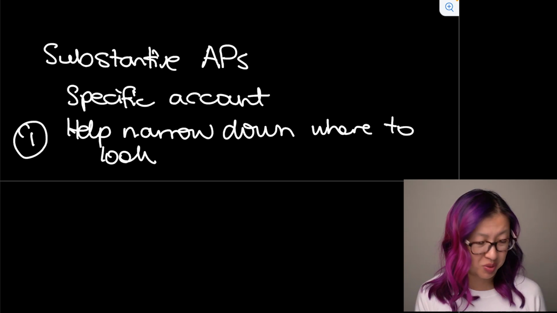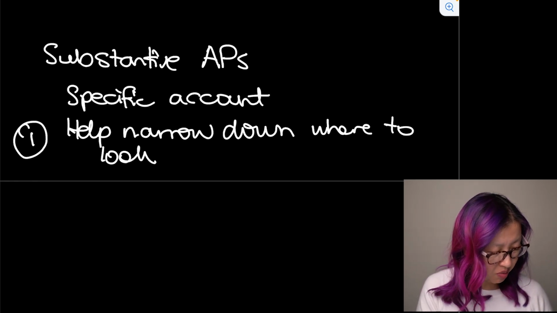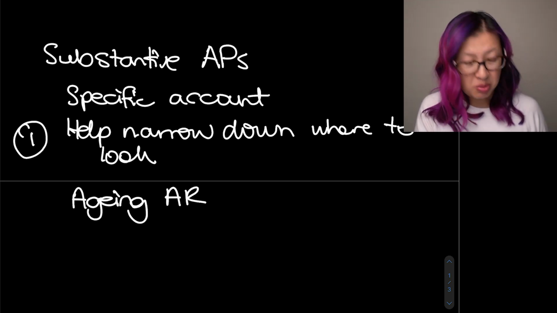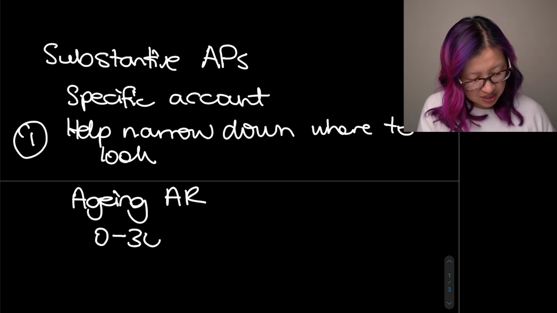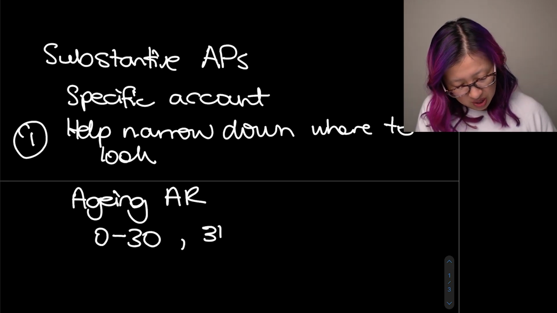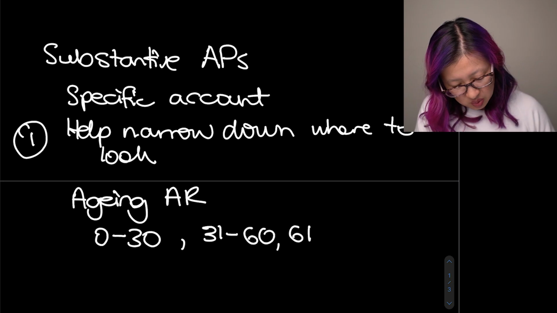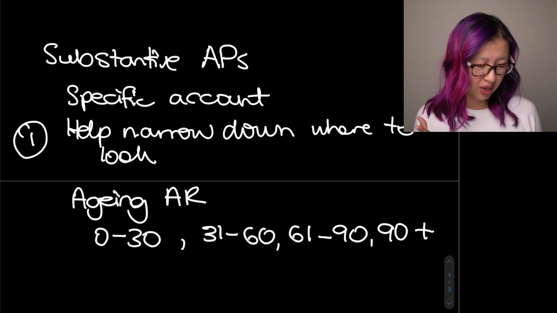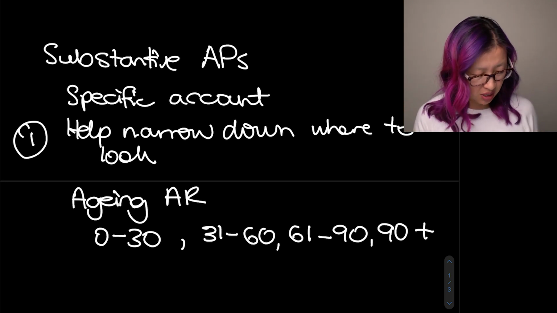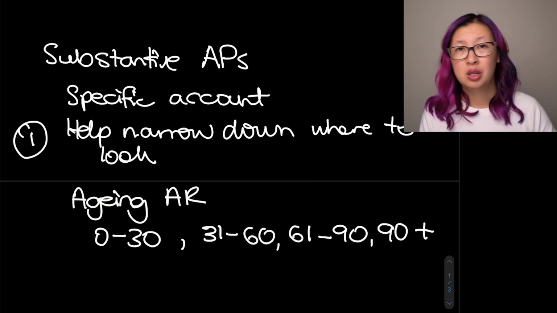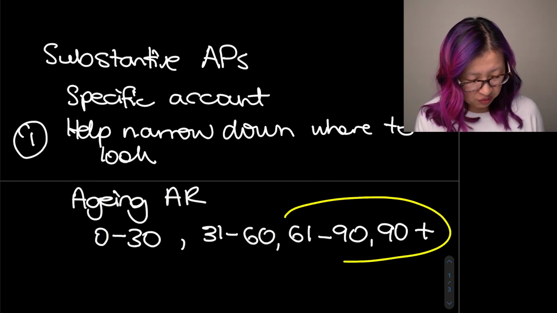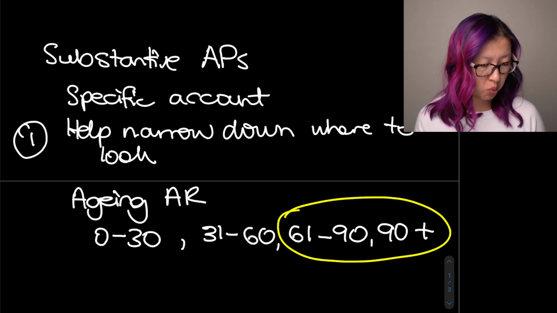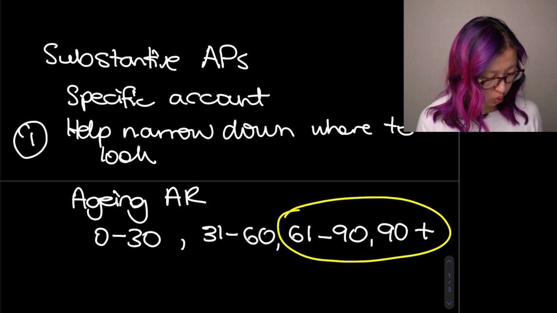And if you think about a substantive analytical procedure, that could be something as simple as aging accounts receivable. Remember, when you age accounts receivable, you have 0 to 30 days, you have 31 to 60 days, 61 to 90 days, 90 plus days. And so that aging of accounts receivable is really there to help you identify that, hey, I want to look for provisions for doubtful debts. I'm going to focus on that specific area when I'm doing that aging. So we can use it to help narrow down where to look.